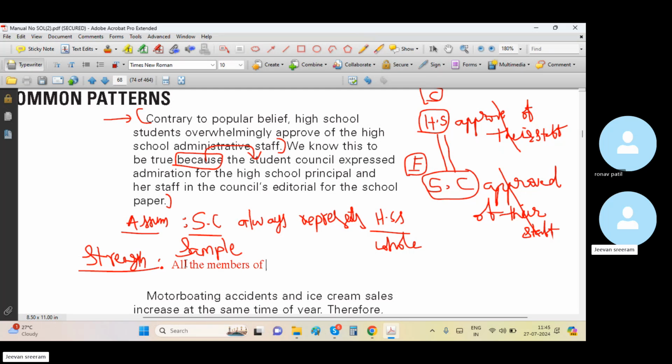All the members of the student council are generally elected by all the high school students. So in the answer choices, you will see this sentence only. You should be able to relate this one to the assumption. So the student council always represents the high school students.